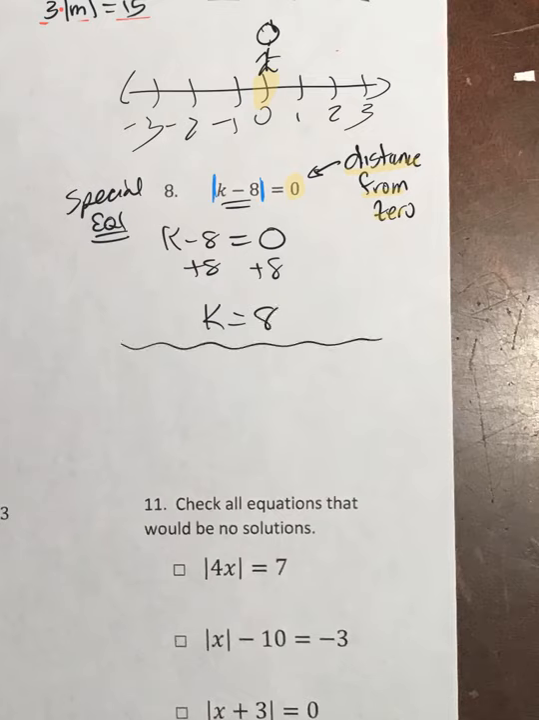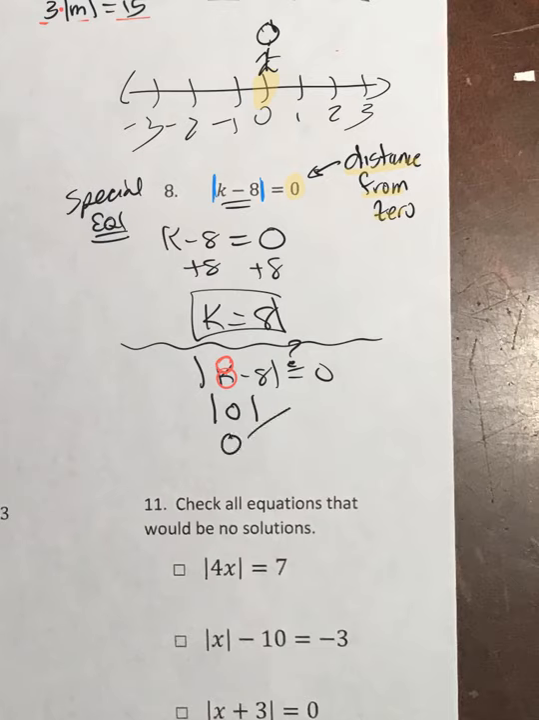See, watch, I'll show you. Here's the original problem. Let's go back and replace k with 8. So if I put an 8 where k used to be and do order of operations, is that going to give me the correct answer? Isn't 8 minus 8 0, and isn't 0 0 units from 0? So see, that really did work. So there's only one equation for that one.